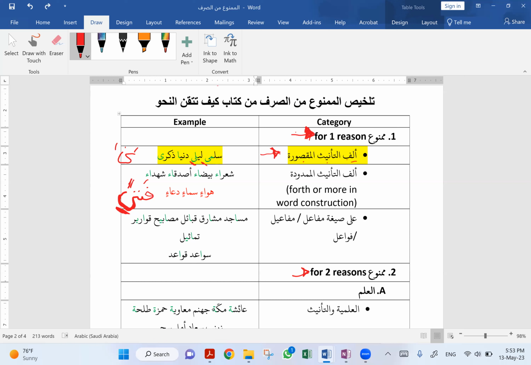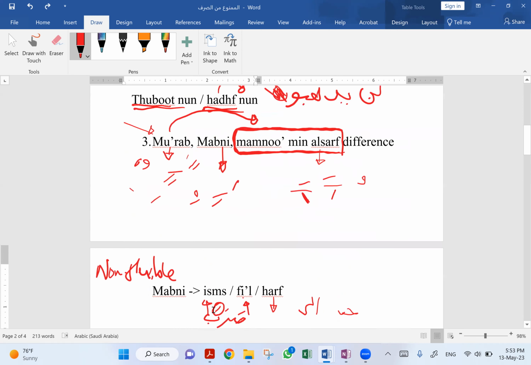That's the only difference. We may see this and say, okay, this is mabni, because it doesn't change. In the rafa status it is going to be Salma, in the nasab status it is going to be Salma, in the jar status it is going to be Salma. Why am I saying it's mamnu' min as-sarf? Why don't we just say it's mabni, because the ending doesn't change, and end the story? Now we go back to this part.